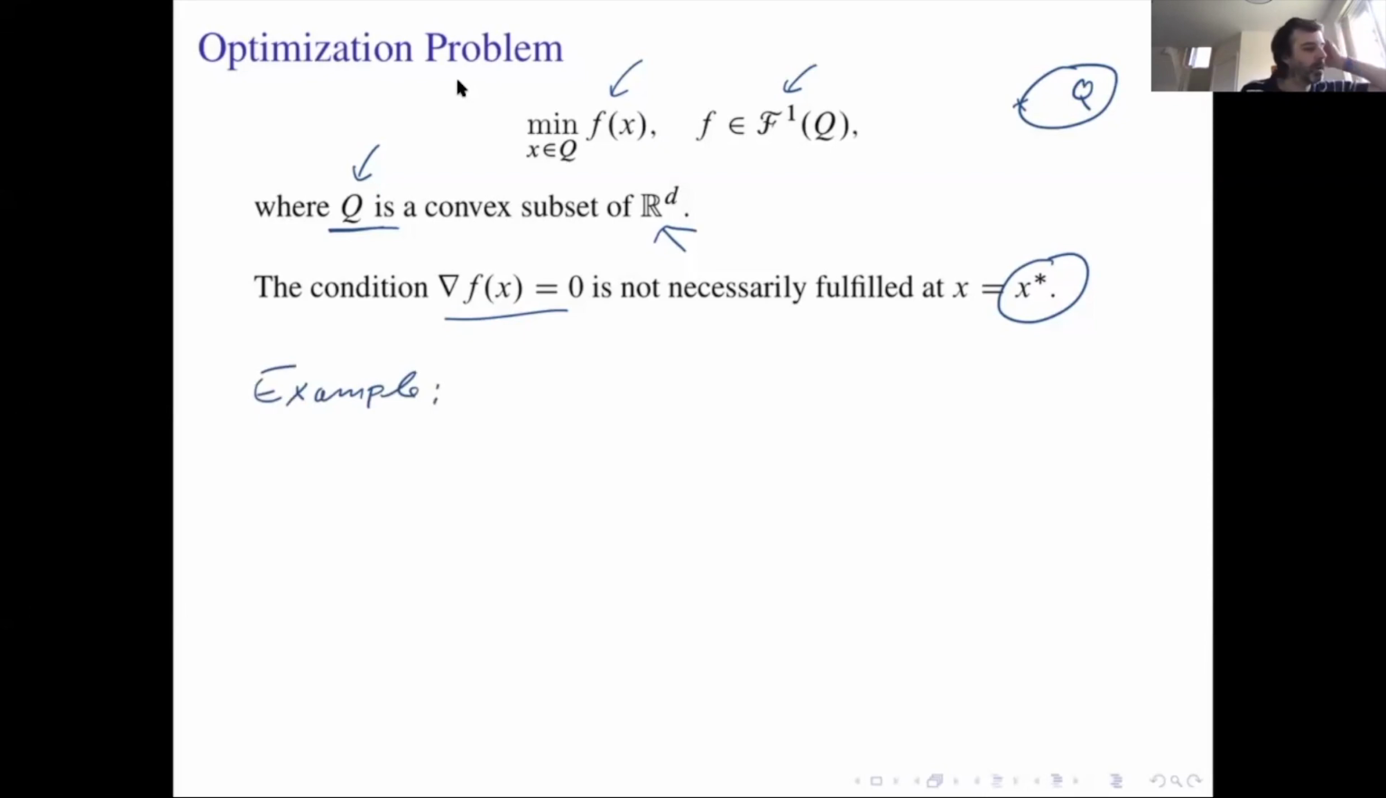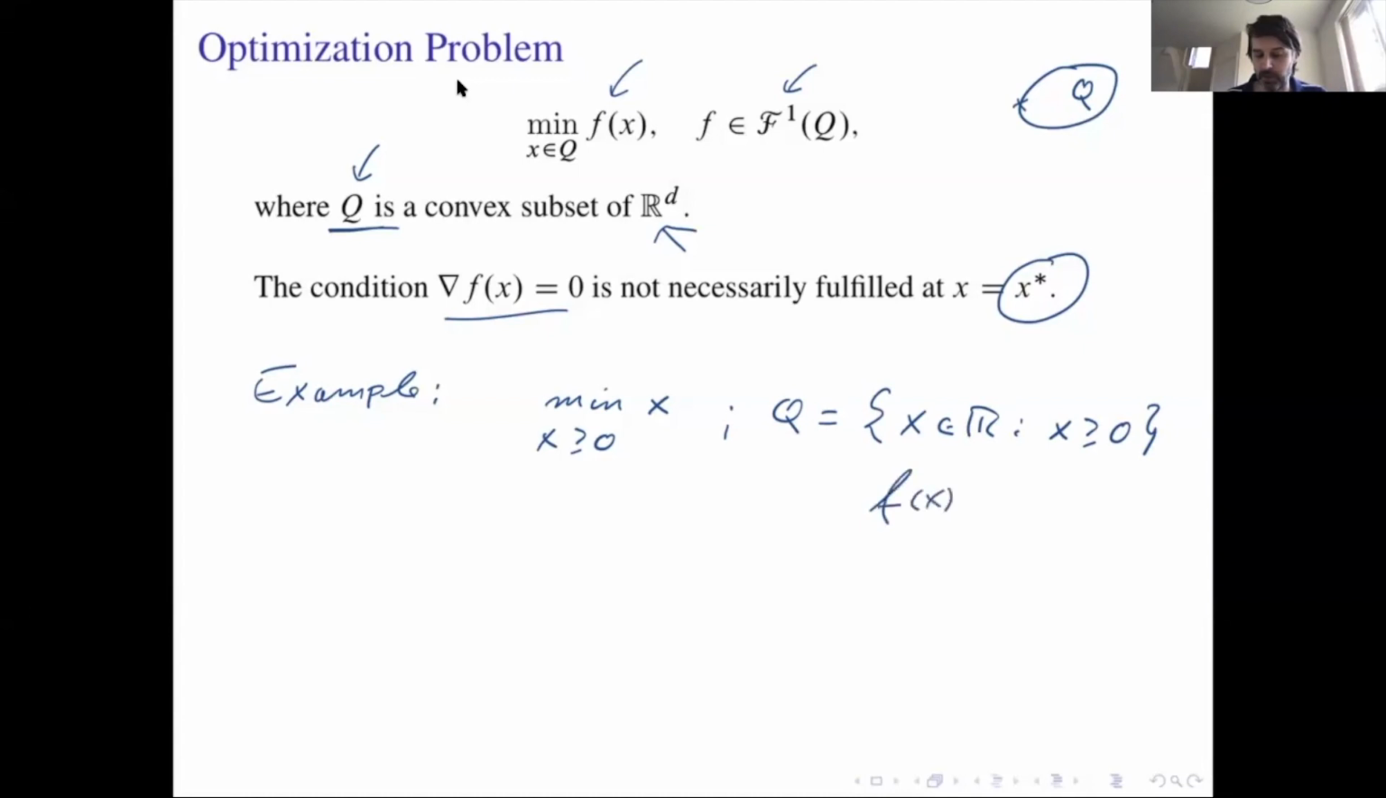So we take a linear function, we take the minimum of x, x greater or equal 0, just of x itself. So yeah, essentially the identity. And we look at the convex set Q, which is x in R such that x is greater or equal 0. So we have a constraint. We are only interested in solutions for positive x values. So if you like, f of x here in the above notation is x.